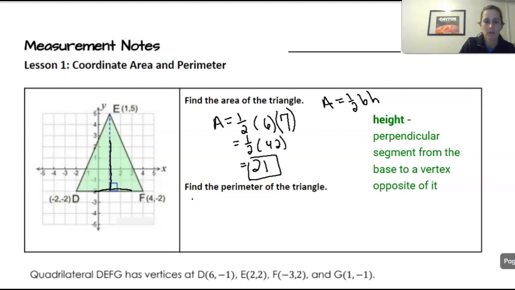And then to find the perimeter, we would add all the sides together. So we already know the base is 6. And notice that these sides of the triangle are diagonal, so we can't just count the boxes. We actually have to calculate that. One way to do that is by using the distance formula. And the other way to do that is Pythagorean theorem.